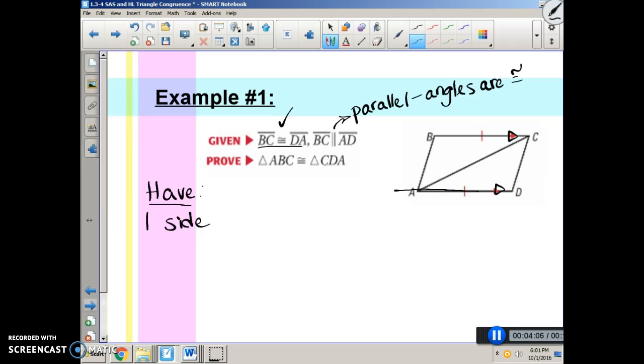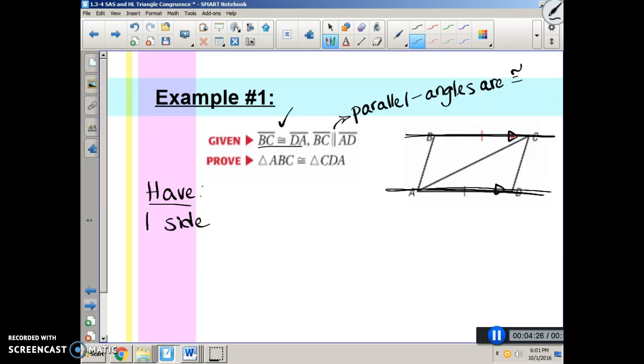And let's extend our lines so that we have those nice big bold parallel lines. And let's figure out where the heck these congruent angles are. Okay, now I want to be strategic about them. We're looking for congruent triangles. That means I'm trying to find a congruent angle in each one of my triangles.